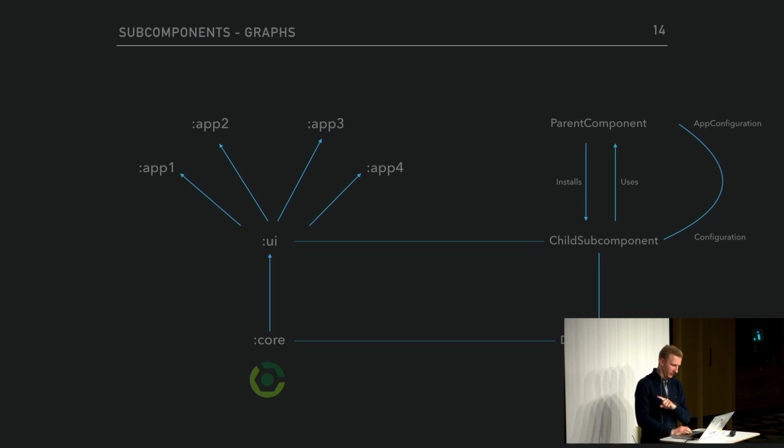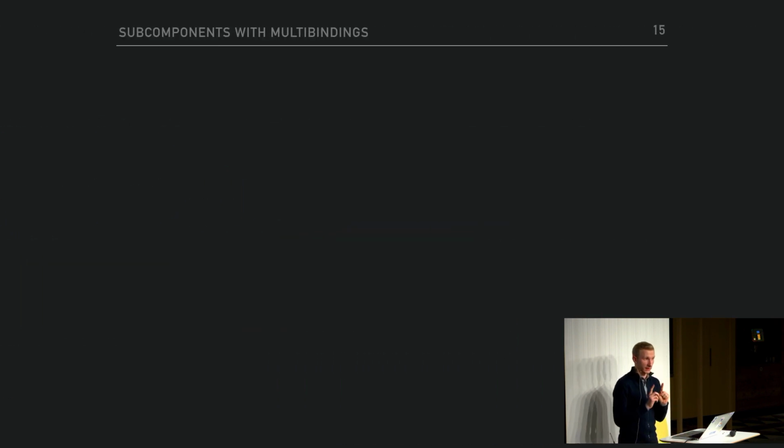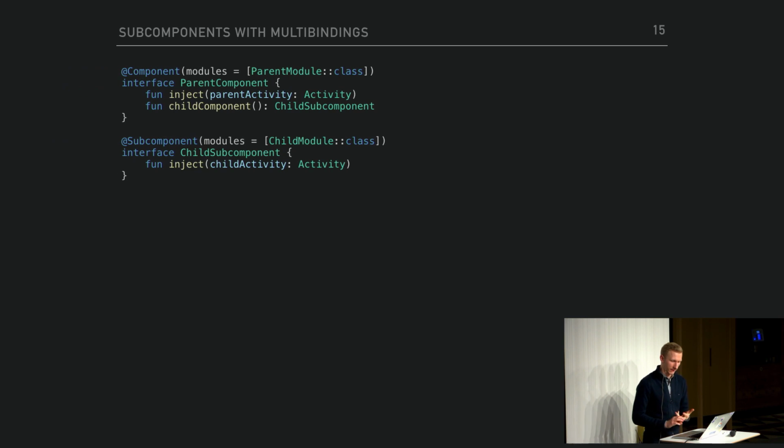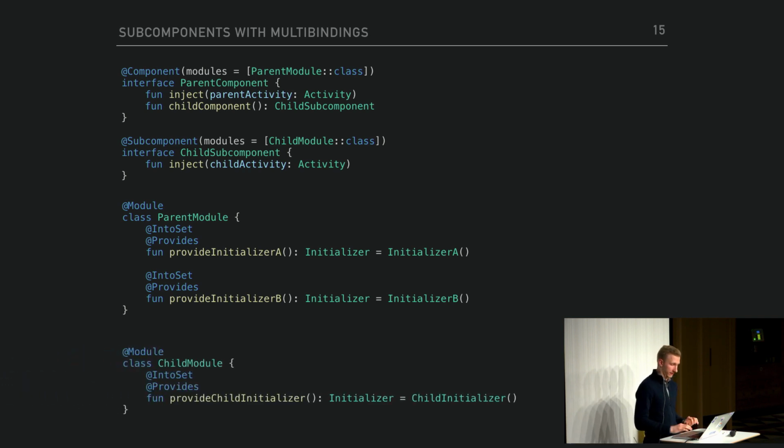There's more to subcomponents, but we'll get there just in a moment. Let's go back to multi-bindings for a moment to visualize the hierarchy between components and their children. Like we all know that subcomponents have access to all their parents' properties. So we can simply provide dependencies to collections of their parents. Looking at the example, we have a single component with a single child subcomponent. Parent component provides a set of two initializers, while child provides another initializer that will go into the same set.